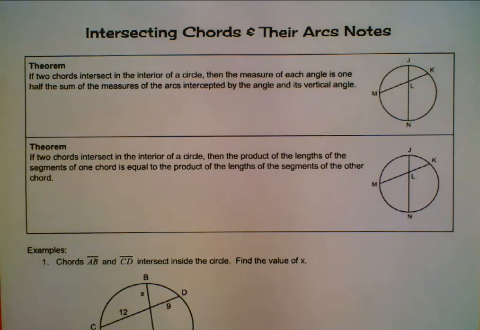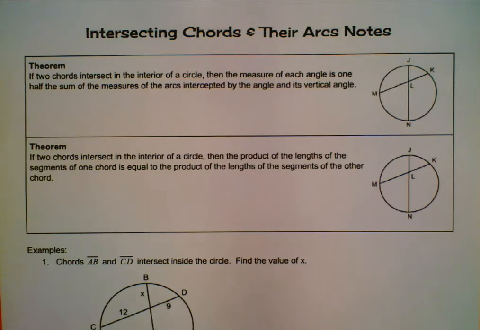All right, in the last set of notes, we were talking about chords that are perpendicular. In this set of notes, we're looking at chords that simply intersect. They may form right angles, but they don't have to. It does not say that they cannot be perpendicular. They could be, but they don't have to be. All right, so with that in mind, we have two theorems to work with.